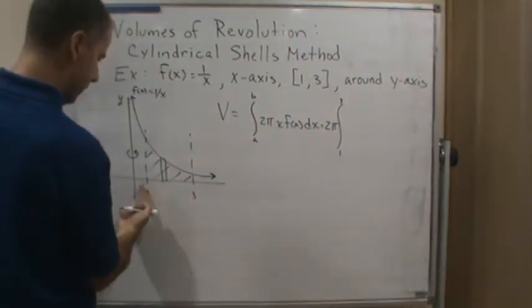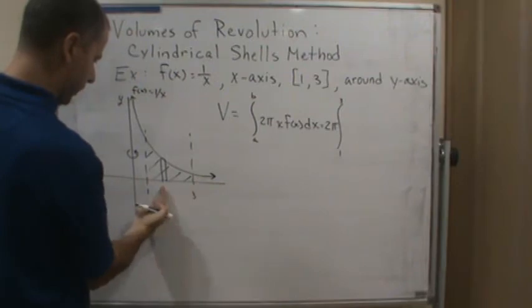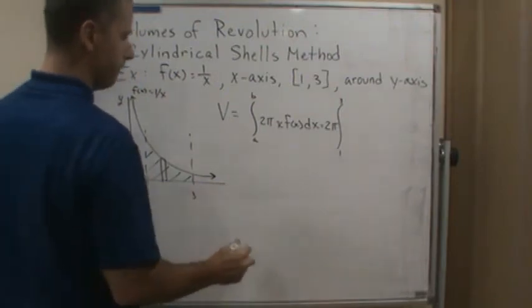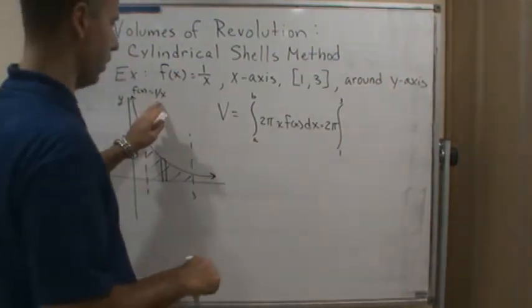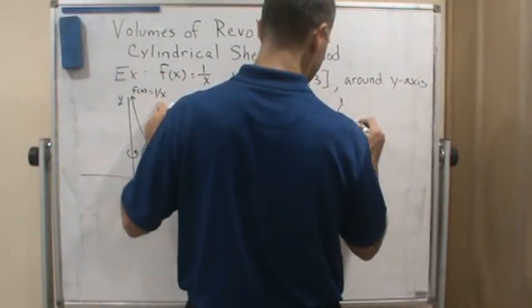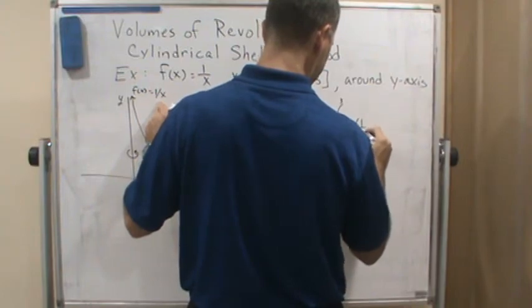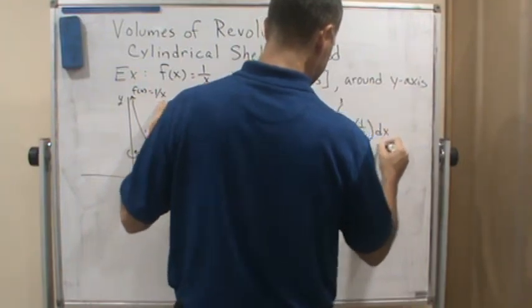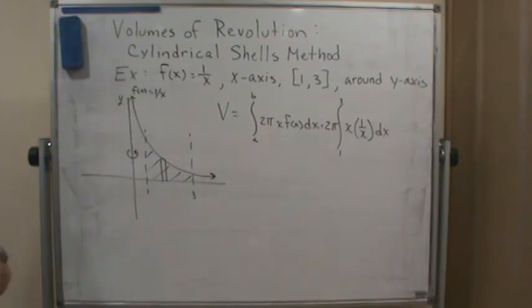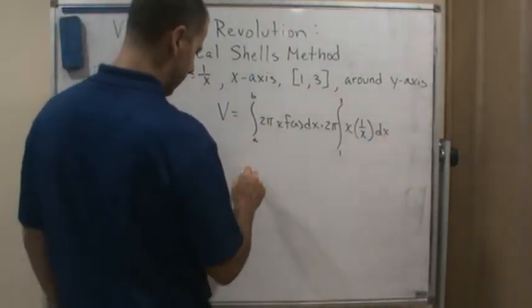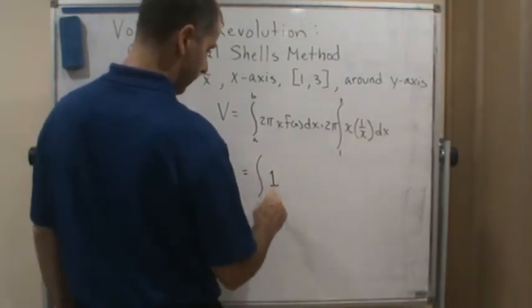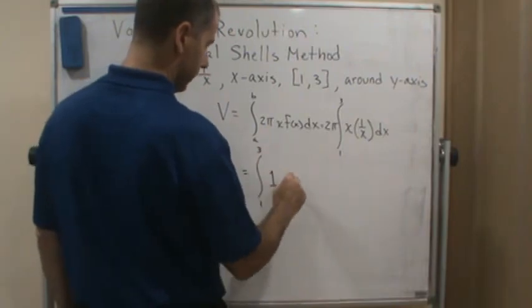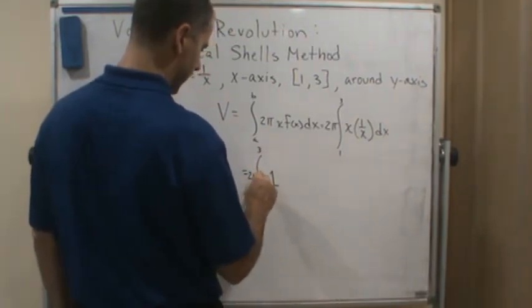So my rectangles are moving this way. And what's f of x? f of x is 1 over x. So I'm going to get x times 1 over x dx. Well, here's the cool thing. x times 1 over x is just 1. So what am I going to get? I'm going to get the integral of 1 from 1 to 3. Oops, don't forget your 2 pi.